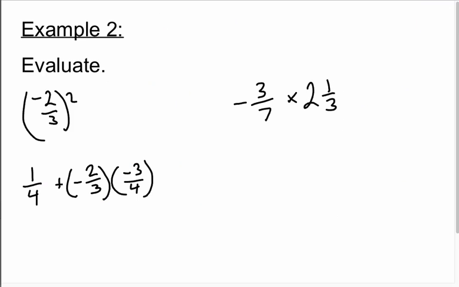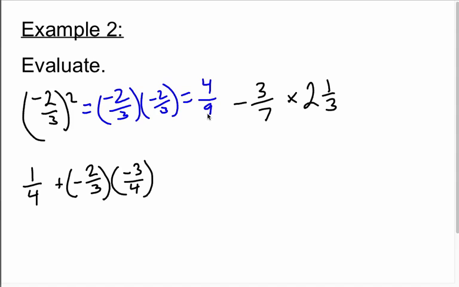Okay, moving on. Okay, we have negative 2/3 squared, so remember that just means negative 2/3 times negative 2/3. Negative times negative is positive. 2 times 2 is 4. 3 times 3 is 9. So that is just 4/9.